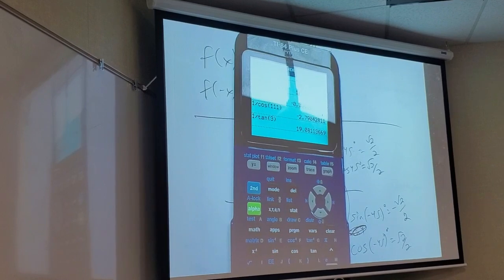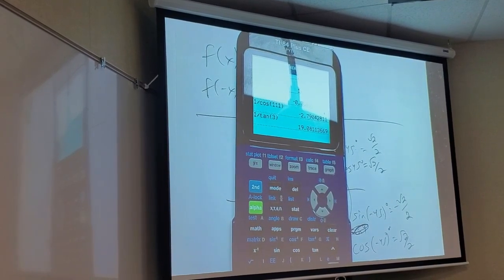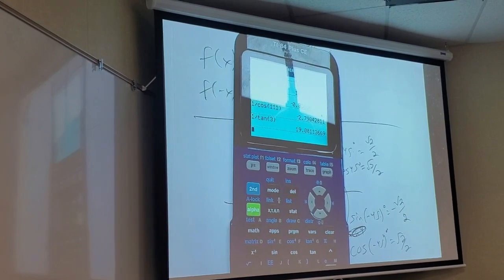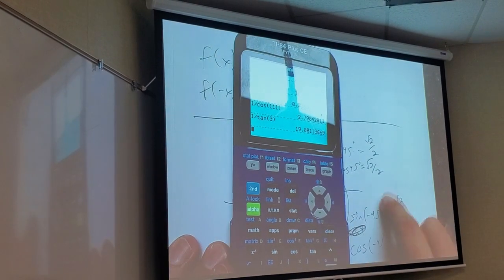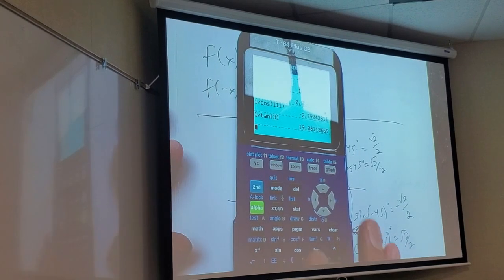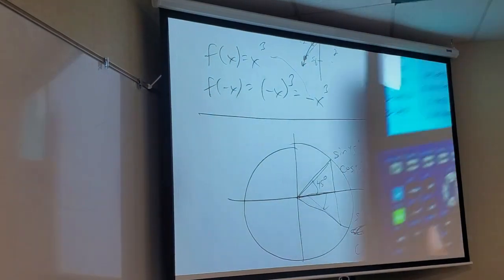Okay, how we doing? Just wanted to point that out, that you can get all 6 trig values on the calculator. You just have to do 1 divided by for the reciprocal functions.